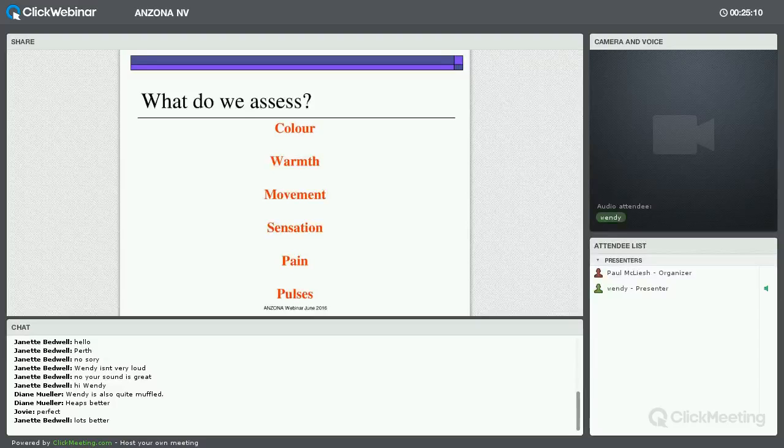How do we assess? The main things that we're looking for are the colour of the limb, the warmth, the movement, the sensation, and pain, which is probably your most important sign and the most reliable sign of neurovascular compromise. And also pulses, which is one of your least reliable signs, because pulses can still be present, but a patient's neurovascular status can be really quite compromised way before we lose the pulses to that limb.